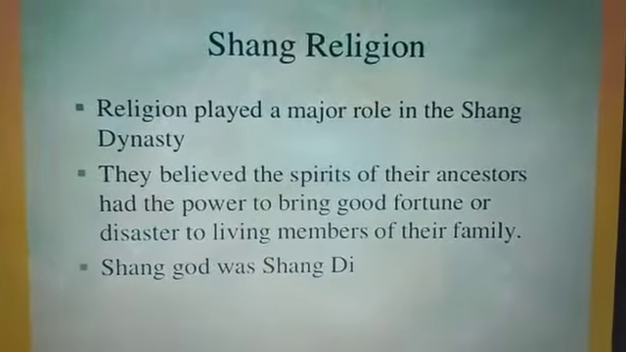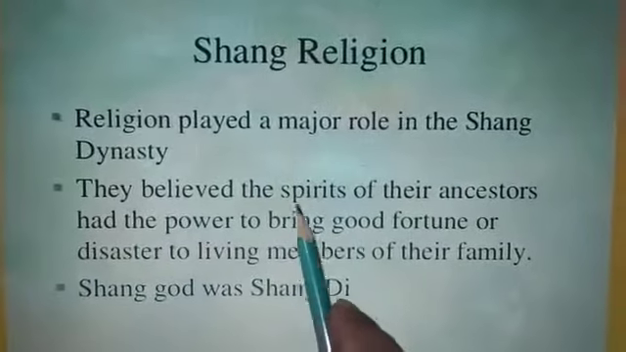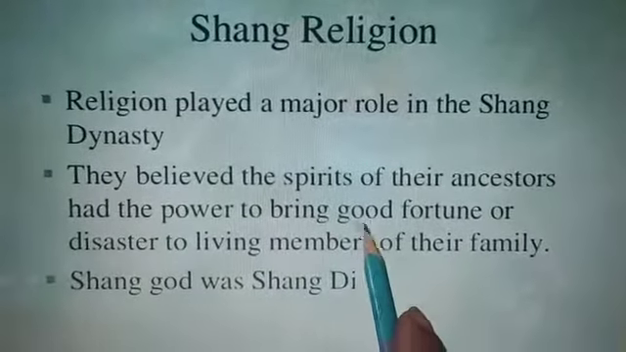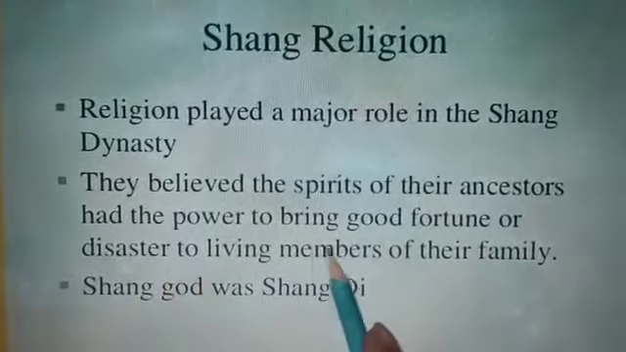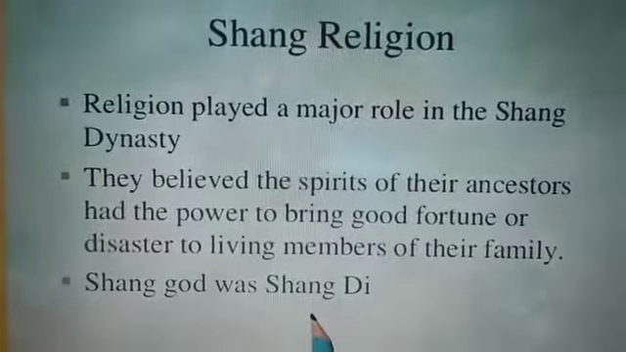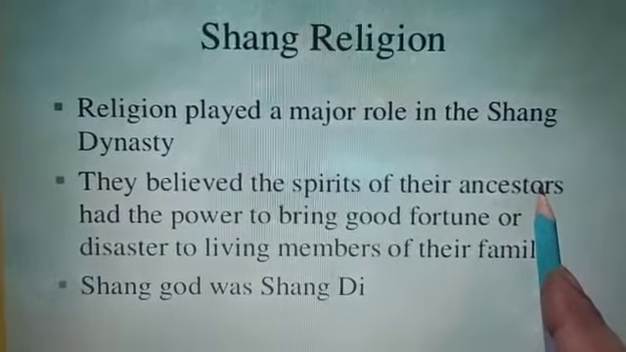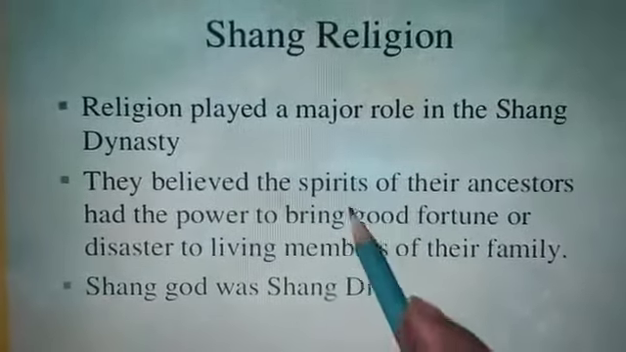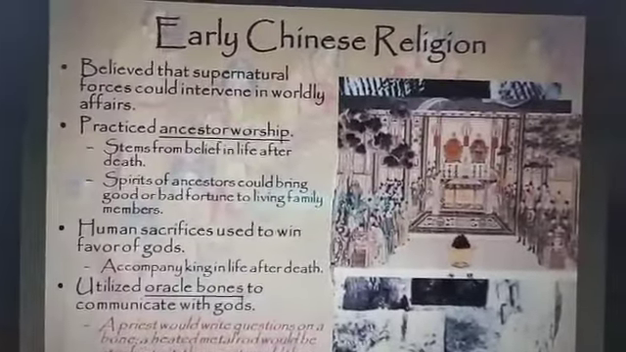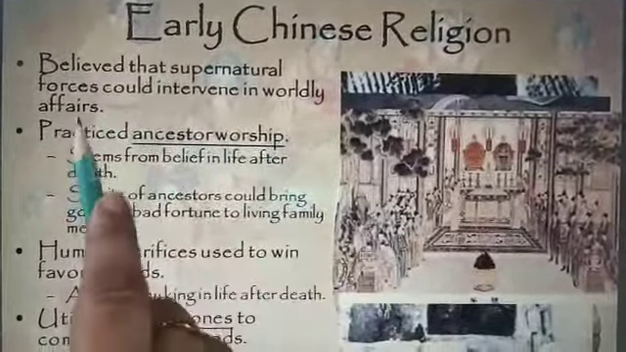The religion of the Shang Dynasty played a very major role. They believed that the spirits of the ancestors had the power to bring good fortune or disaster to living members of their family. They worshipped the god Shang Di. They believed that their ancestors protected them from any kind of misfortune, so they used to worship their ancestors. They believed that supernatural forces could intervene in worldly affairs.